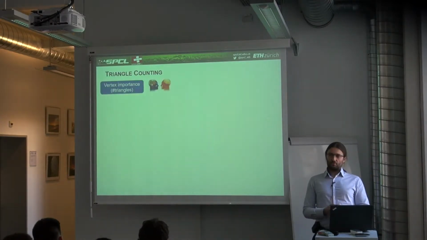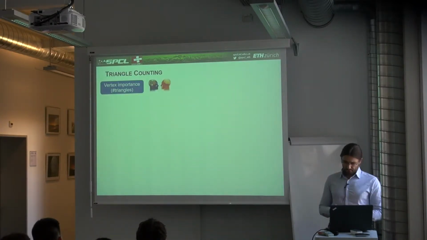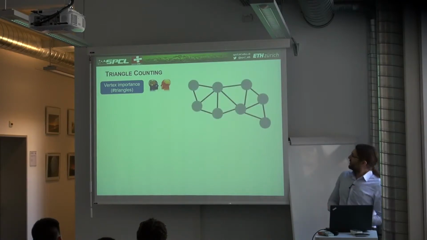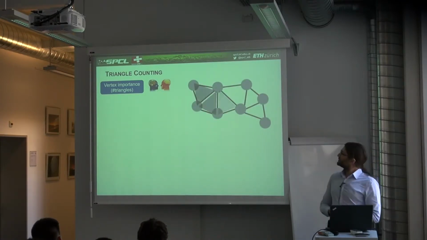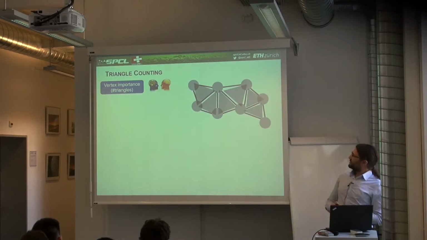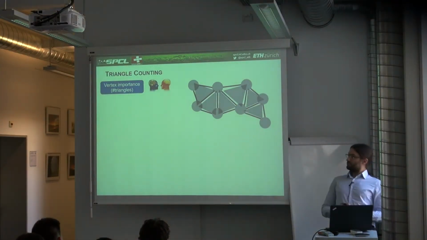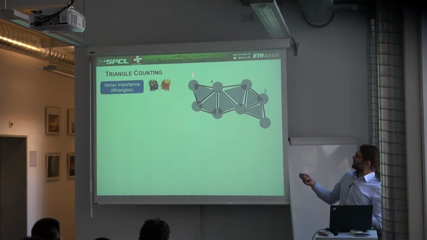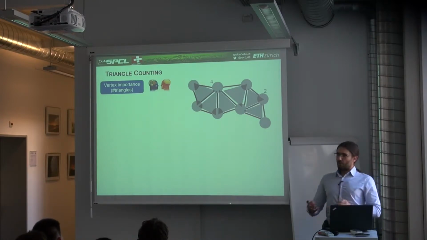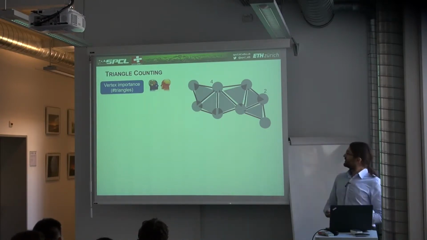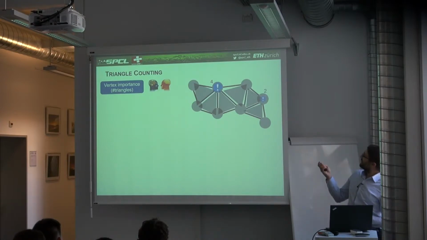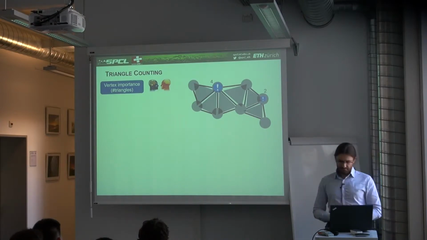Let's take a look at triangle counting, one other very simple example. We have our graph again, and this time we'd like to count the number of triangles, but in such a way that we count the number of triangles that each vertex is a part of. So for example, this vertex is a part of four triangles, this one is a part of two triangles, which gives us a different way to rank these vertices. This one is a bit more important than this one here in terms of this metric.